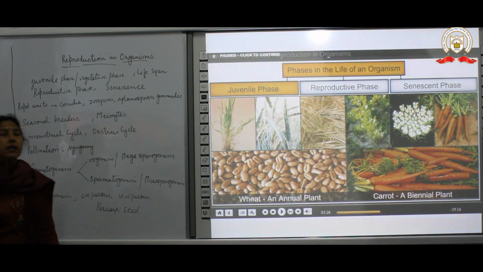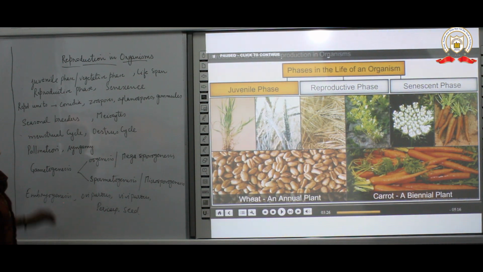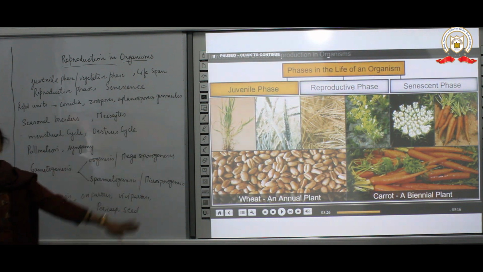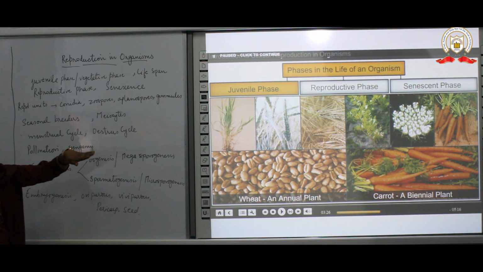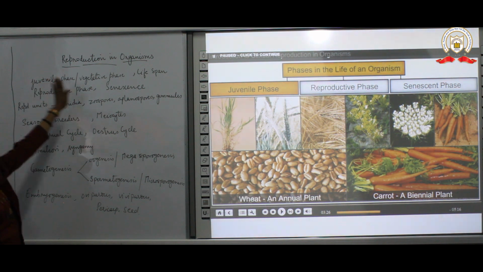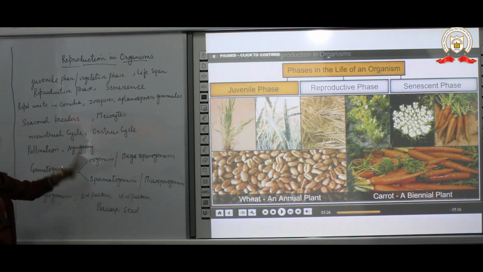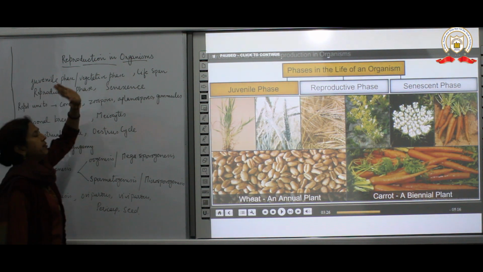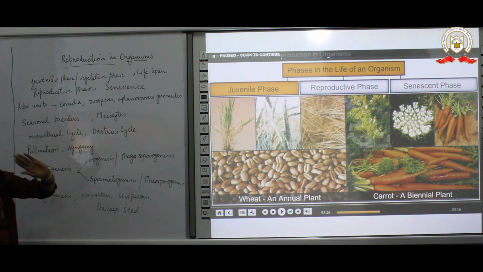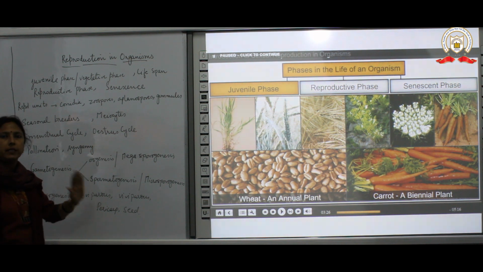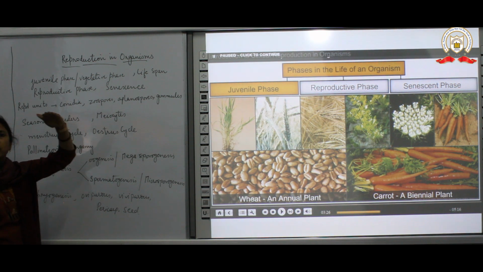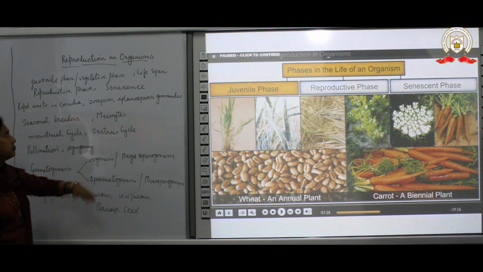Dear children, as we discussed in the previous session about reproduction in various organisms, at the end of the chapter you must remember these terms. The questions can be framed from any of the terms directly or indirectly. Juvenile phase or vegetative phase is the phase when the organism is growing. It is not reproducing, it is only growing. That is known as the juvenile phase. It is the first phase of different organisms.